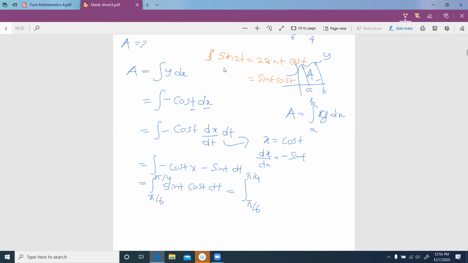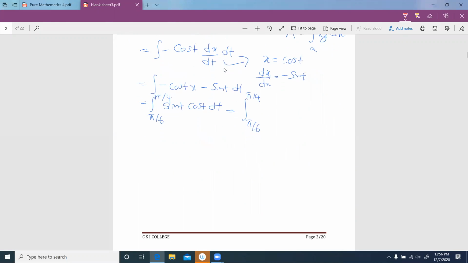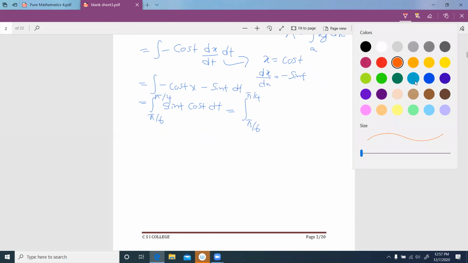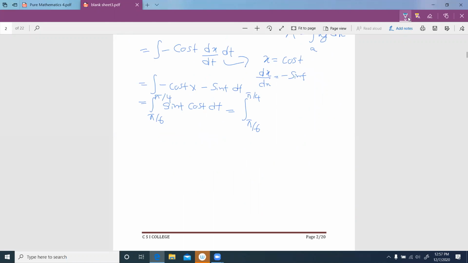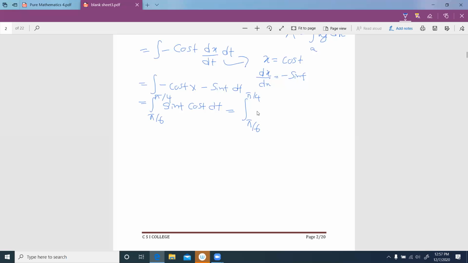sin t cos t is equals to sin 2t whole thing divided by 2. Right. I'm using the same technique over here. Then I can write over here, this is sin 2t whole thing divided by 2 dt. Right.